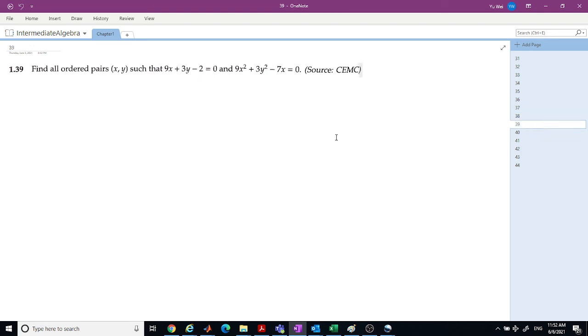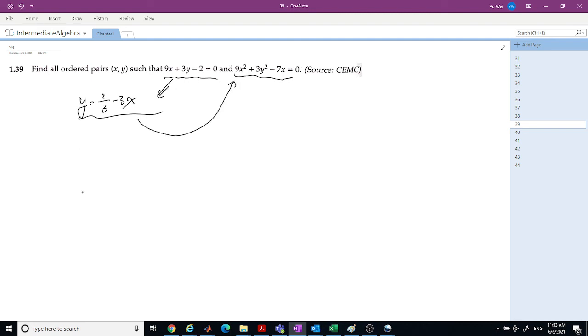Okay, question 39. We want to find all the pairs such that this and this are both satisfied. A very routine way is to substitute to become a quadratic of a single variable, right? So in this way we can do y is equal to 2 over 3 minus 3x. Okay, from here we can get this. Then we can substitute this one into the quadratic term.